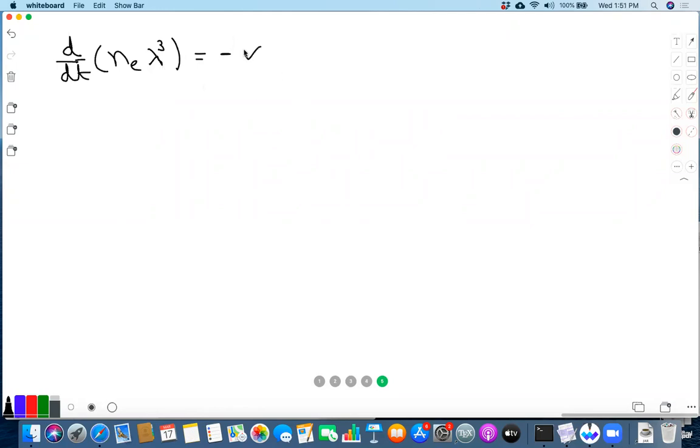So this I'll write as minus alpha times n_p times n_e λ³ plus beta times n_2S times λ³. Okay, so let me try to explain the various factors over here. So alpha here is sigma times v.